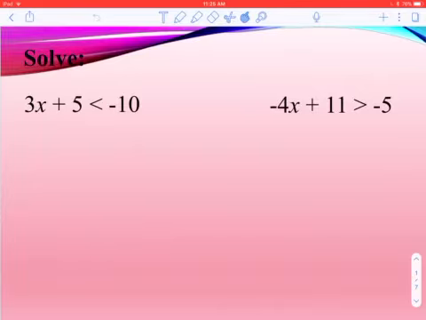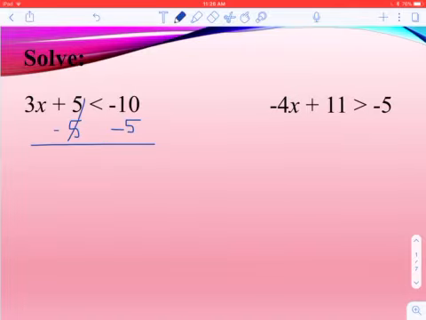So the first one, just like we would solve a two-step equation, I'm going to start by subtracting 5 from both sides of the inequality. The 5 minus 5 cancel out, so that gives me 3x. And then I have negative 10 minus 5, it's negative 15. Because it's adding or subtracting, I just bring down the same inequality, less than.